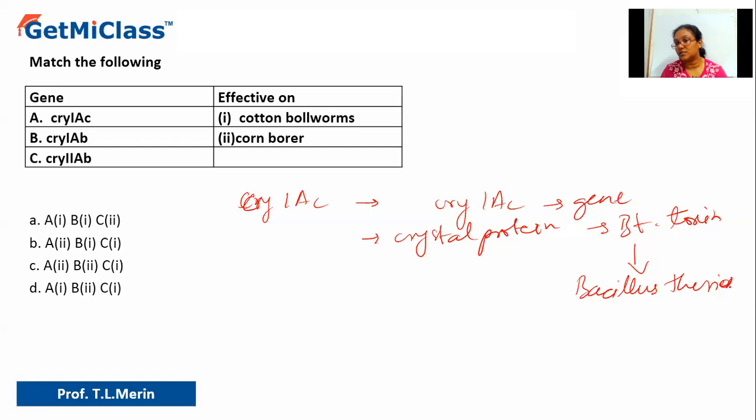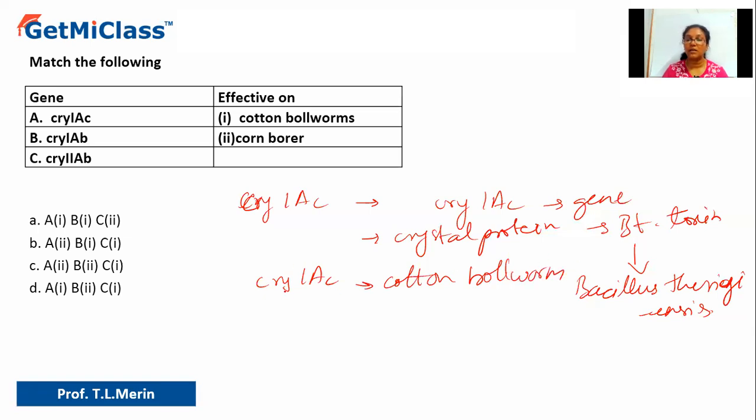Now, in Bacillus thuringiensis there are different strains, and that's how they have different genes which code for different types of Bt toxin. And these Bt toxins are effective against certain types of organisms or insects, I would say. Now, this Cry1A, that is AC, is effective against cotton bollworms. Okay, what is the function of this Cry protein?